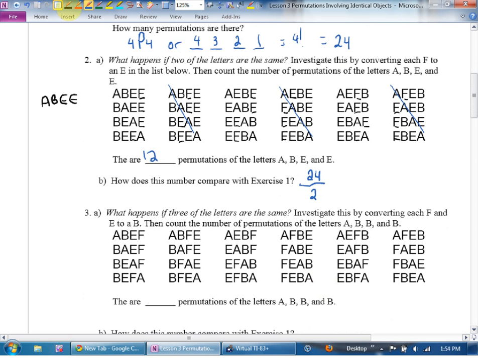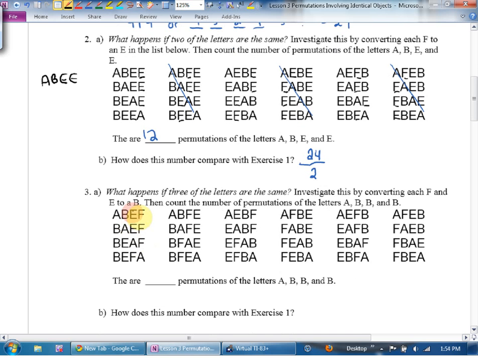What happens if three letters are the same? What we're going to do is we're going to convert every single E and every single F to a B like that. Every single E and every single F to a B. Take about 30 seconds to do that real quick.